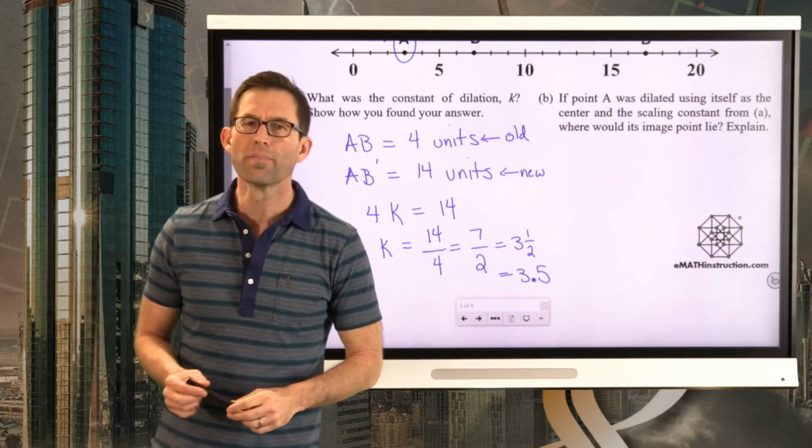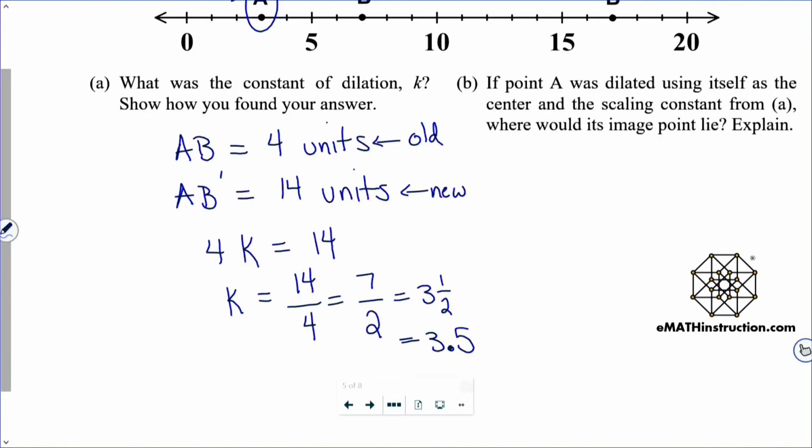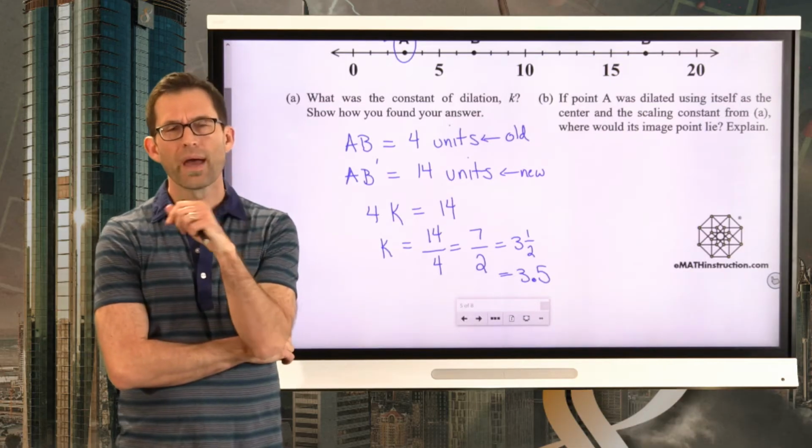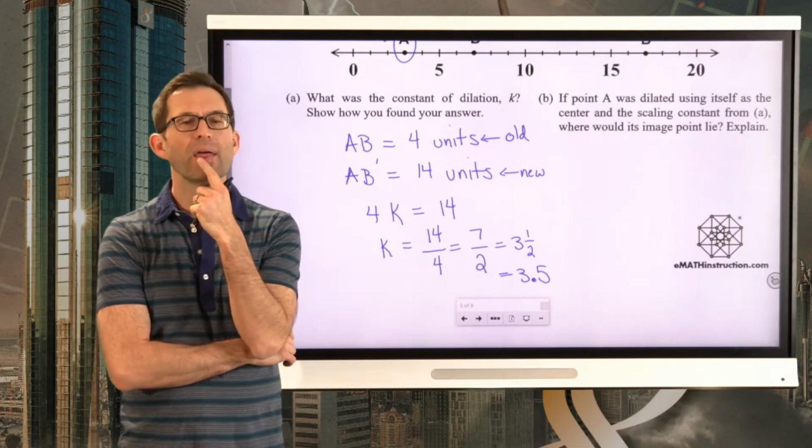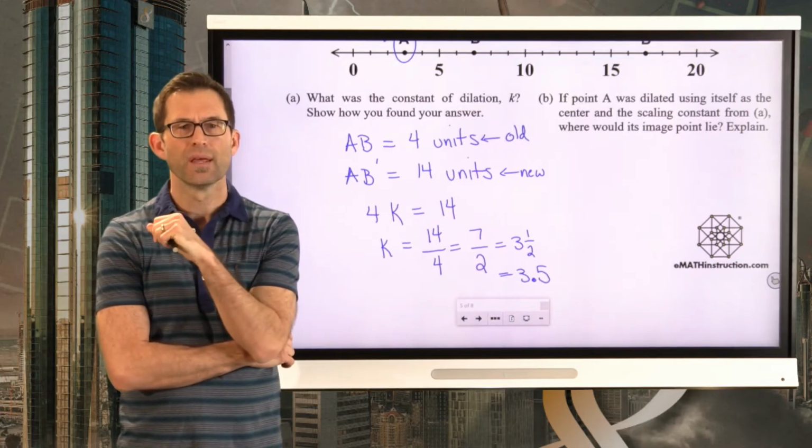Now let's take a look at letter B. This also is important. If point A was dilated using itself as the center and the scaling constant from A, where would its image point lie? Explain. I want you to actually pause the video right now and think about this for a moment. It's important.